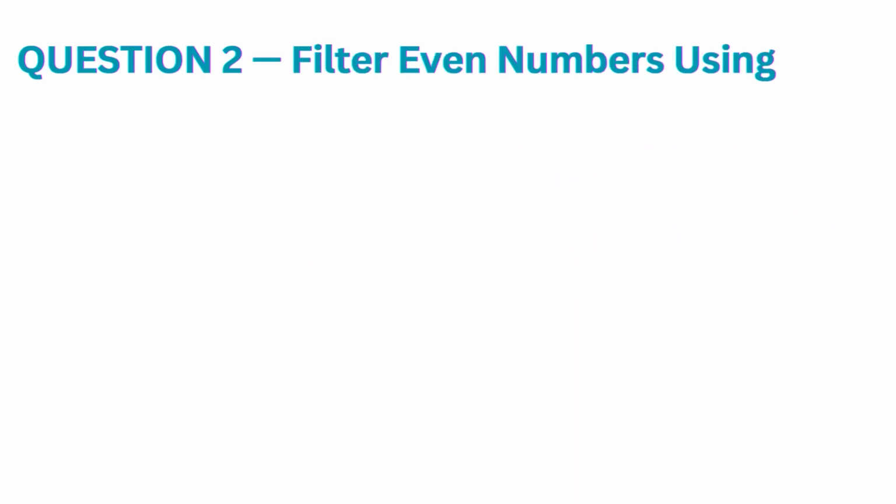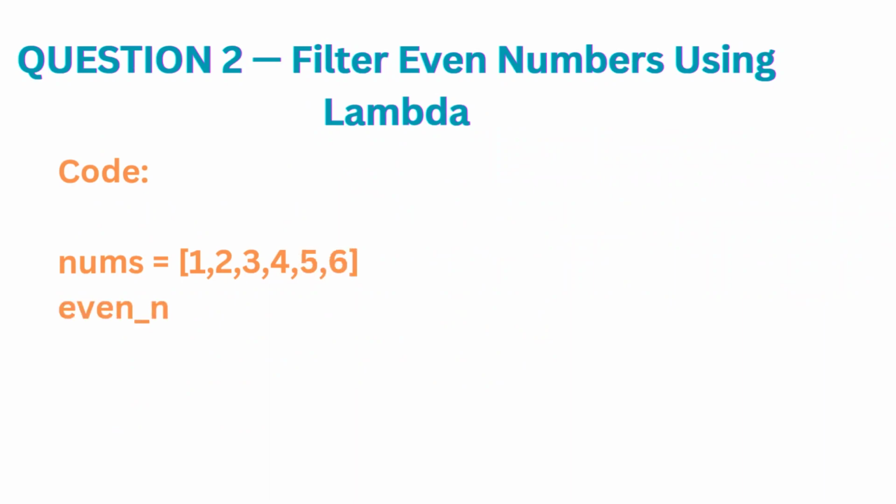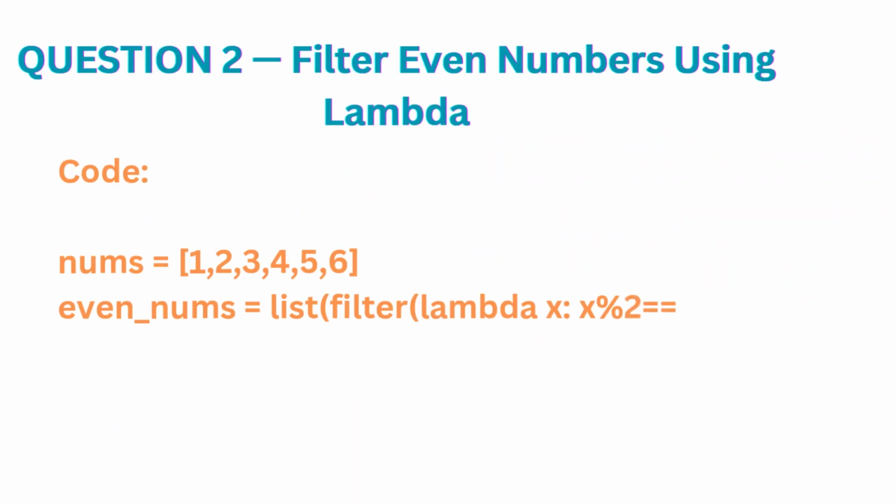And the next question is filter even numbers using lambda. So we have to combine both the filter function and lambda that should select the elements based on a condition, and this will be the functional programming style in Python. So here numbers are given 1, 2, 3, 4, 5, 6 and even numbers should be list of filter of lambda x: x modulo 2 equal to 0. That should print the numbers and lastly print the even numbers.